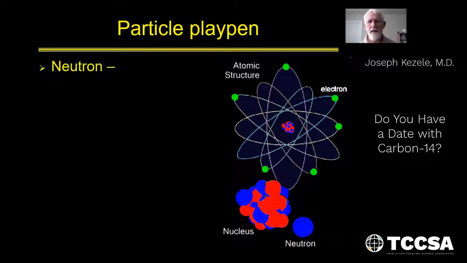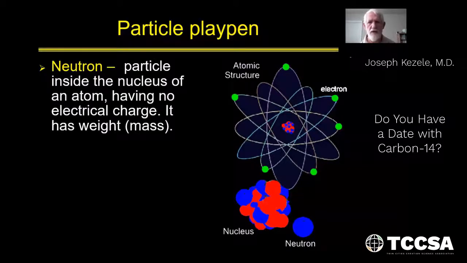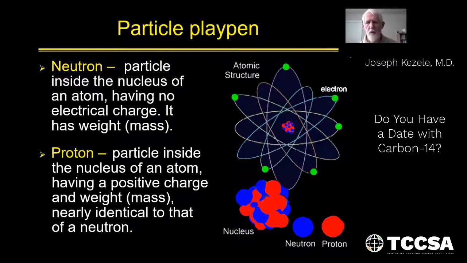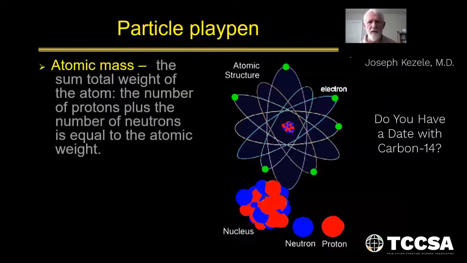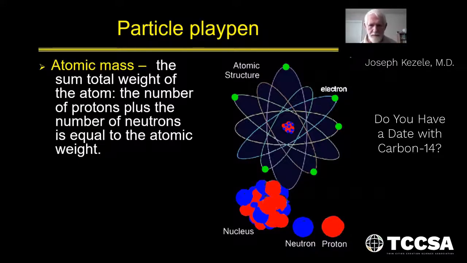In the nucleus are the neutrons, which have a neutral charge, no charge, and they have mass. By definition, it's one atomic mass unit. And then protons have almost exactly the same mass as a neutron, but they have a positive charge. So the nucleus consists of the neutrons and the protons, which is where the weight or mass of the atom is. The definition of the atomic mass is the sum of the weight of the neutrons and the protons. And that sum is the atomic weight of that particular type of atom.